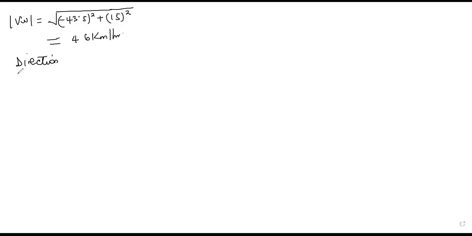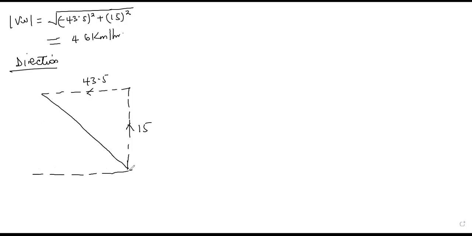To get direction, we are having the x component as negative. So you're having the negative component of x, that is 43.5, and the positive component of y. So you can move up, and then you show me that it is a positive component, 15. Then you complete a triangle, then you get the required.